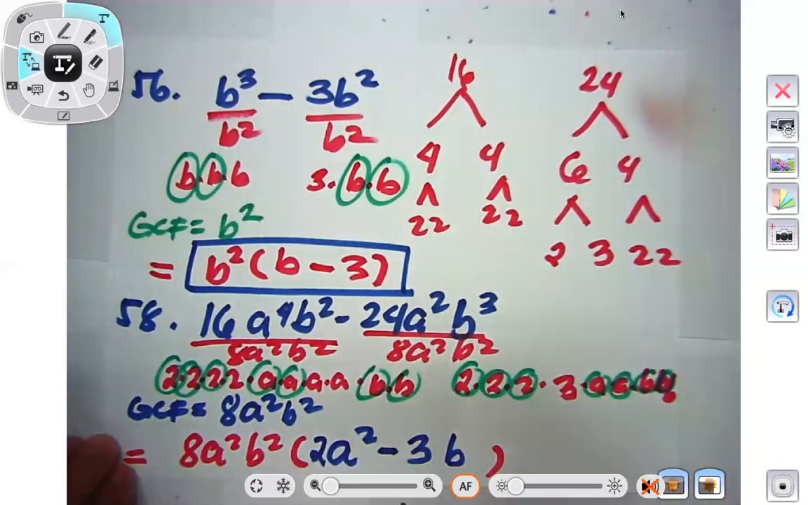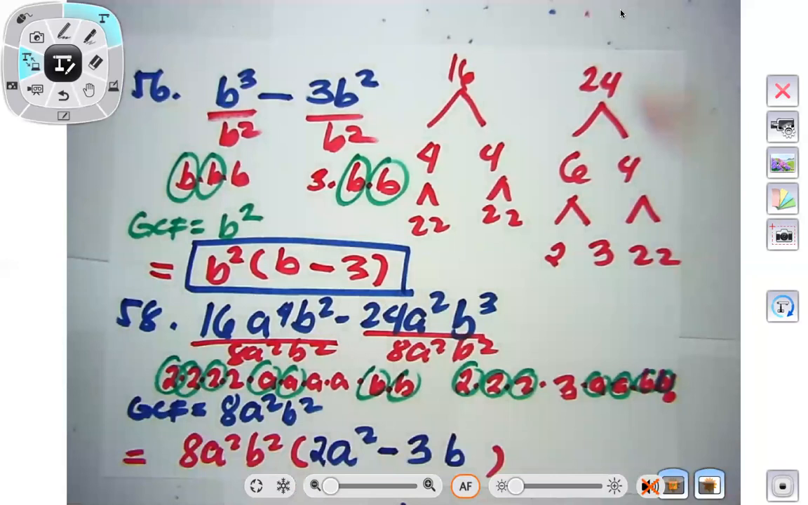So now these are the factors: 8a squared b squared times (2a squared minus 3b). So I repeat, that's 8a squared b squared and 2a squared minus 3b. These are the factors of the polynomial.